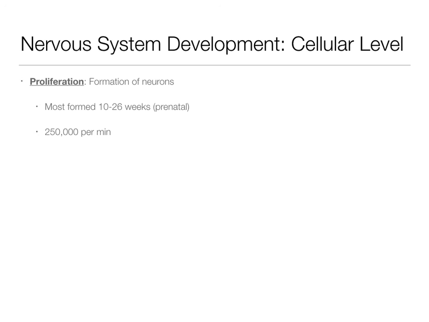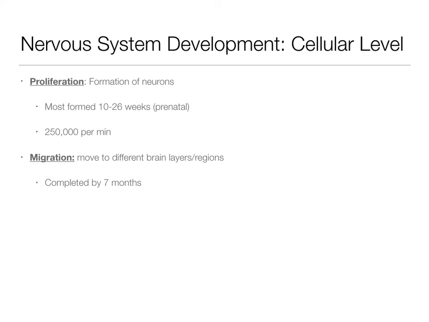We see that they're being made at about the rate of 250,000 per minute. I mean, think about that. That is unbelievable. 250,000 neurons per minute is being made between 10 and 26 weeks prenatal.